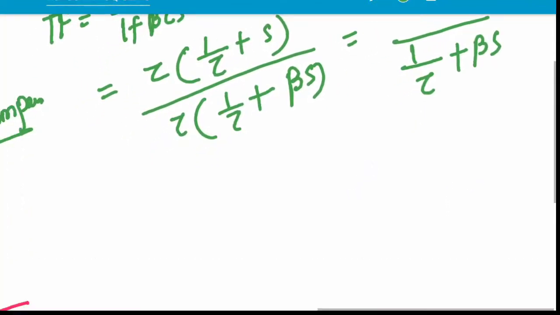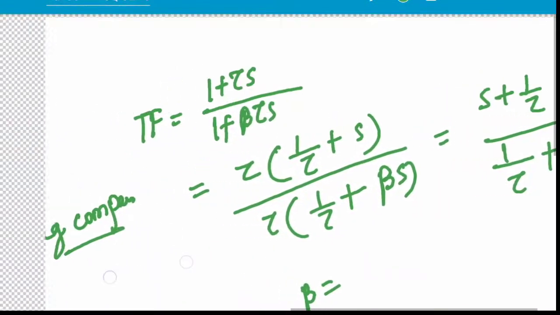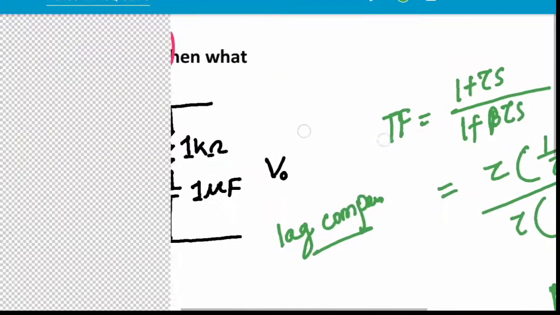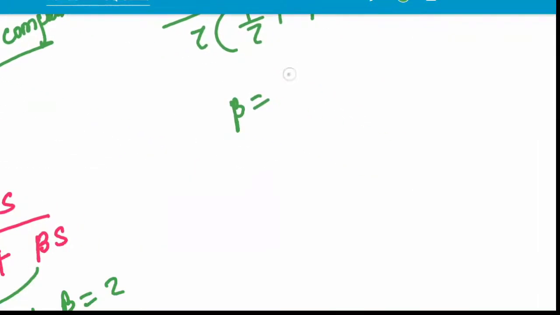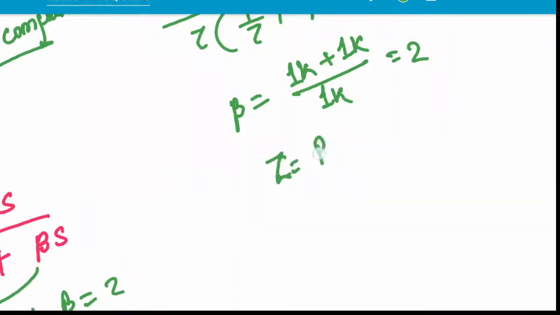And beta for the lag compensator, here in the circuit, is this one plus this one by this one. So this will be 1K plus 1K by 1K, and this will be 2. And tau is R2C. This will be 1K into 1 micro, so this will be 10 to the power minus 3.